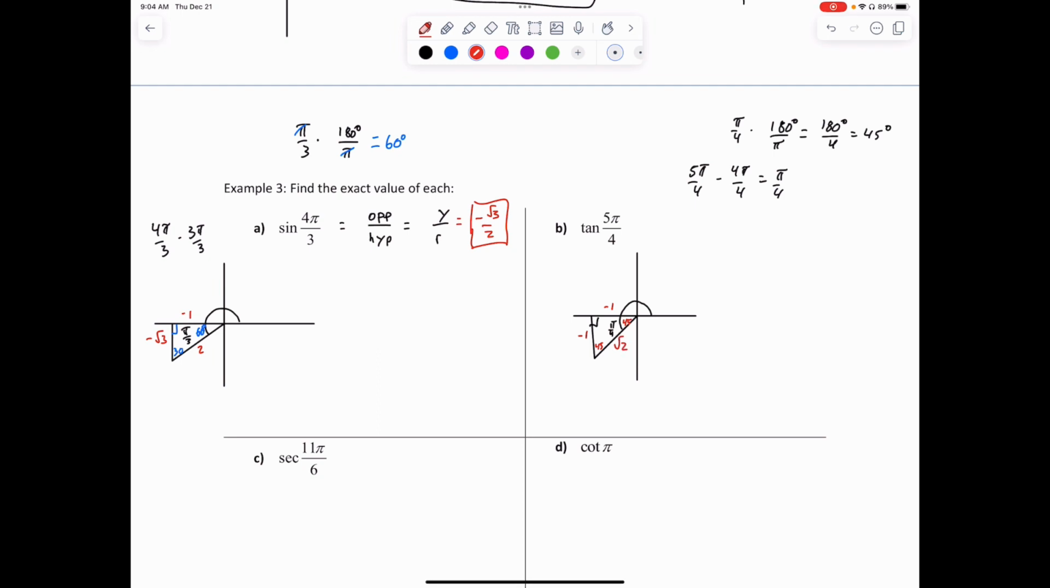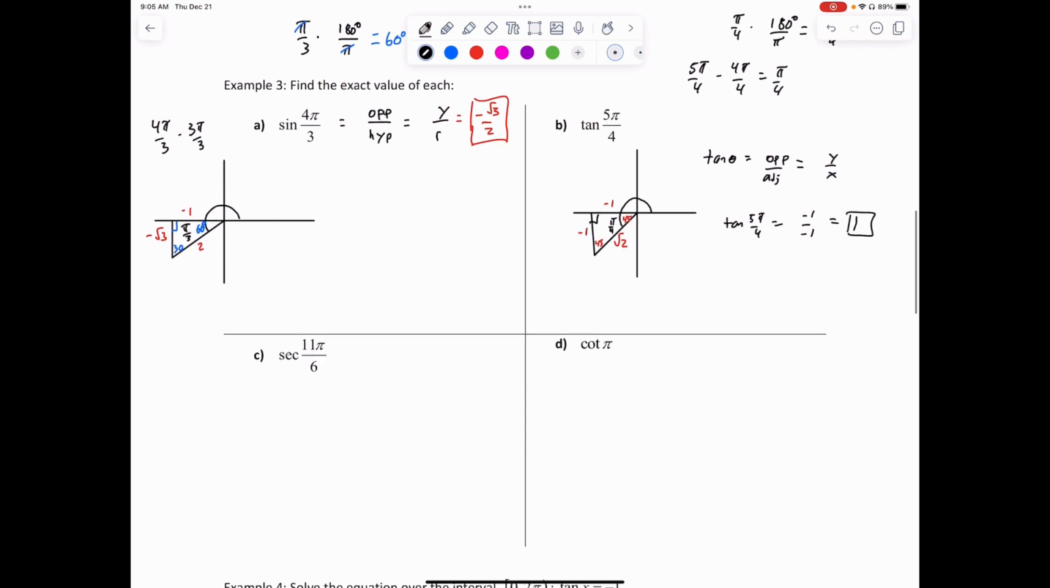For tangent, you'll remember, is opposite over adjacent, which is y over x. So the tangent of 5 pi over 4 is going to be -1 over -1, which is +1. Continuing on.